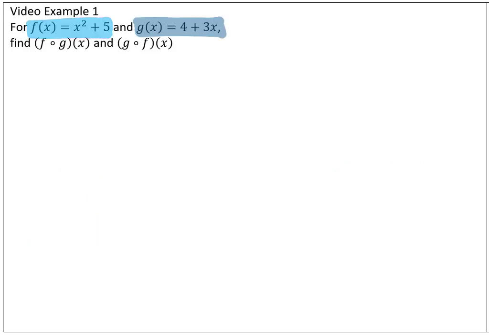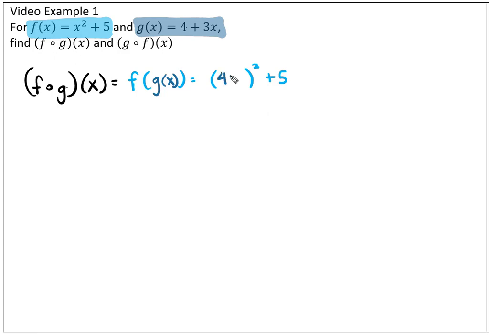Let's do that again with video example 1. We're trying to find f of g of x. So let's rewrite it once. F of g of x. This means f is our outer function, so we're going to write x squared plus 5 first, replacing our x with parentheses. So we're going to write parentheses squared plus 5. And then inside that parentheses, we'll write 4 plus 3x.